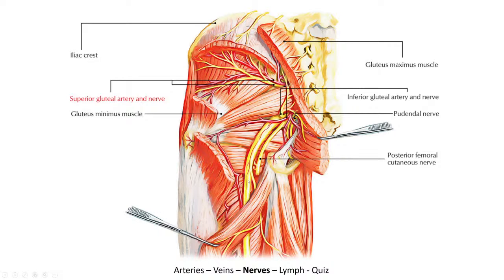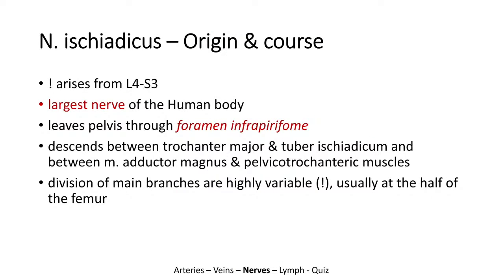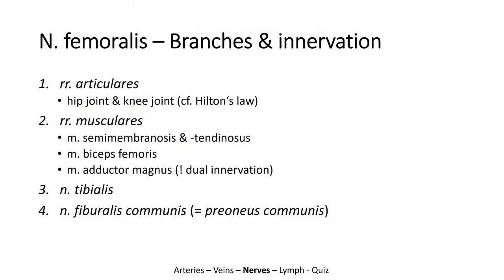It has two main branches, the tibial and the common fibula nerve. Now, the point of division is quite variable. Usually it should be around the half of the height of the femur, but it can be higher, it can be lower. So just keep that in mind if you're trying to identify it. That can be of different height.